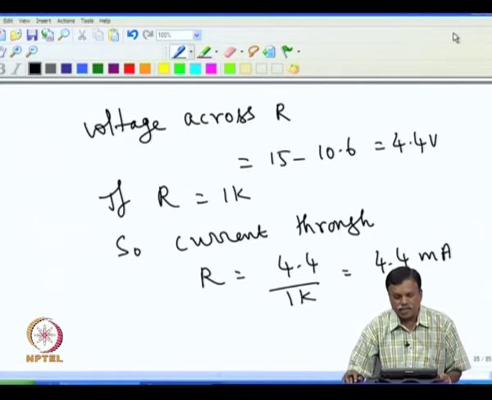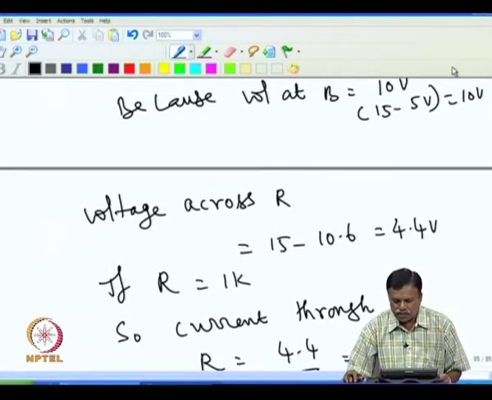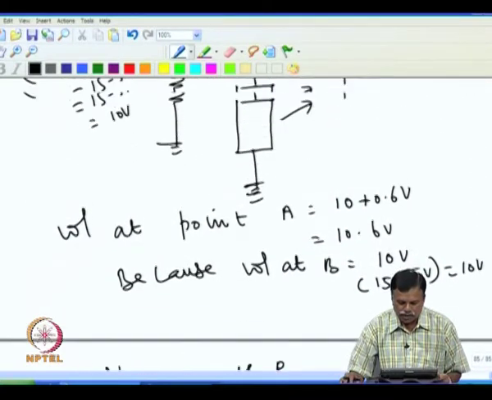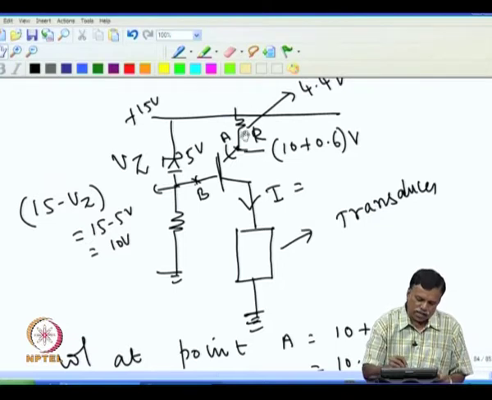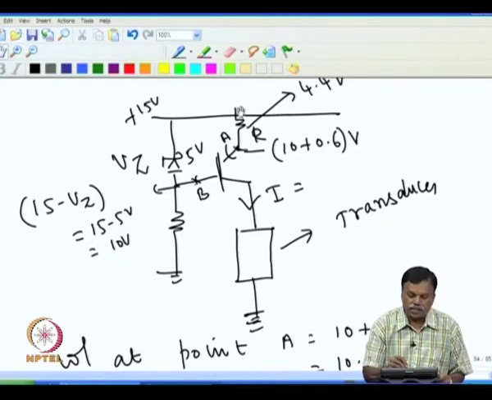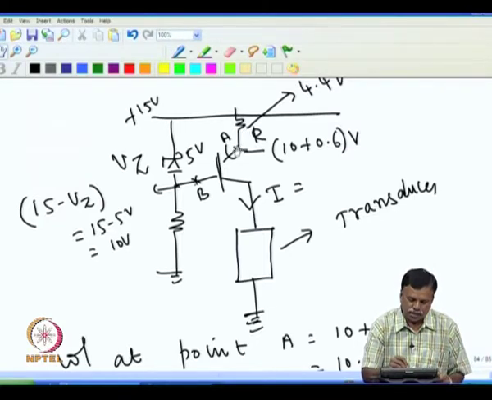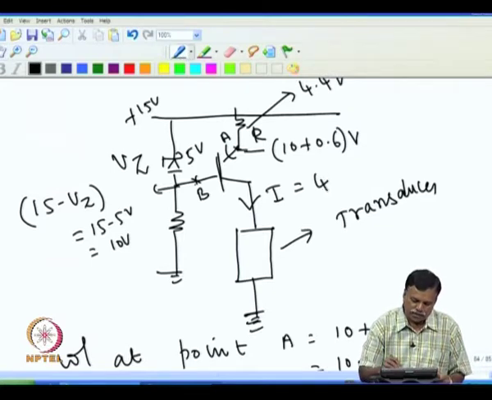So, effectively it is a constant current source, and the current flowing through this is 4.4 milliampere, because I had taken this resistance as 1 K. The voltage across this is 4.4 volt and the resistance value is 1 K. That current entirely flows through the load, assuming the base current is negligible. So, the current I will be effectively 4.4 milliampere.